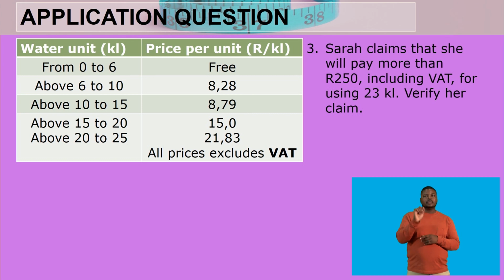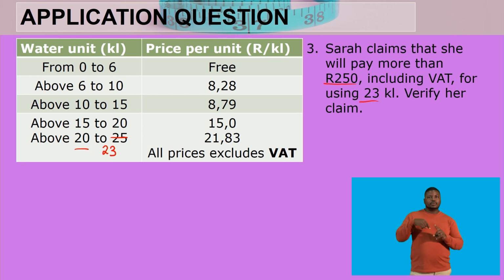Then question 3, Sarah claims that she will pay more than 250, including VAT, for using 23 kiloliters of water. Verify her claim. So she claims that it's going to be 250 for using 23. So we must calculate the amount that she's going to pay. We check where 23 falls. 23 falls in this category, whereby we only end at 23. We don't get to 25. So 23 becomes our maximum.